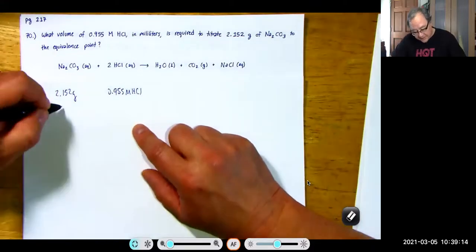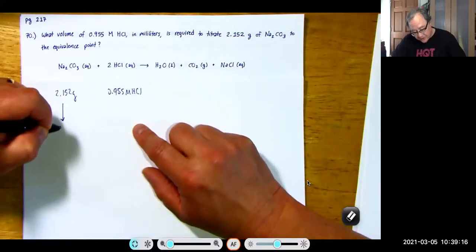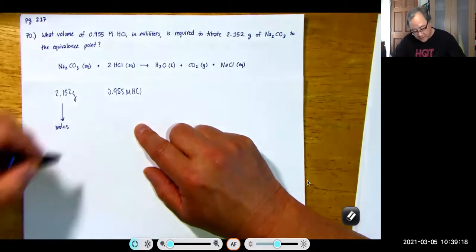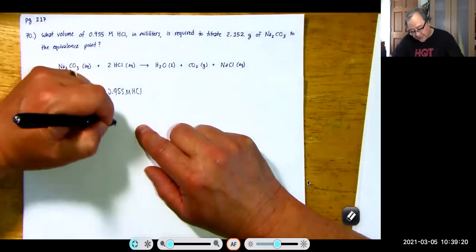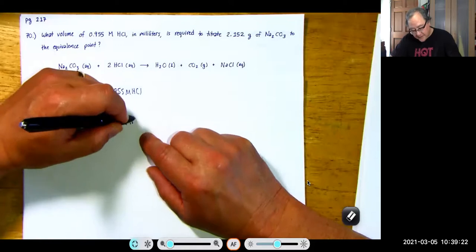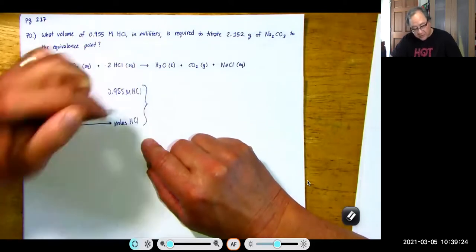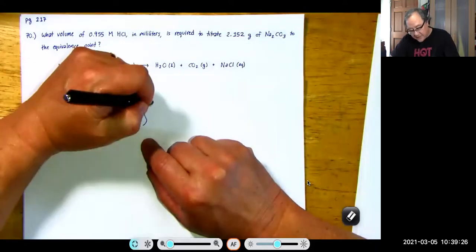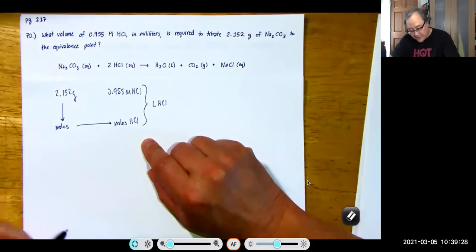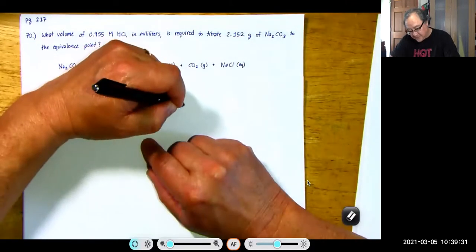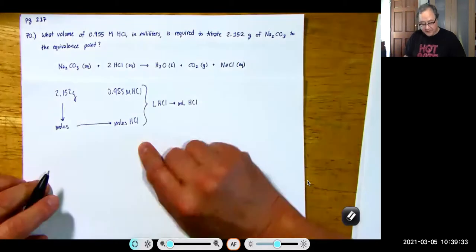So I'm going to take this, turn that into moles of sodium carbonate, turn this into moles of HCl, and then I'm going to take these two numbers, the moles and the molarity, and get the liters of HCl, and then turn that into milliliters of HCl. So let's see how this goes.